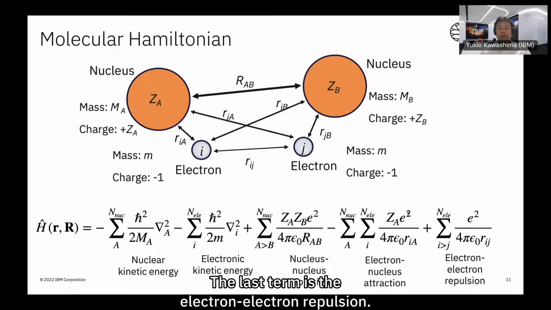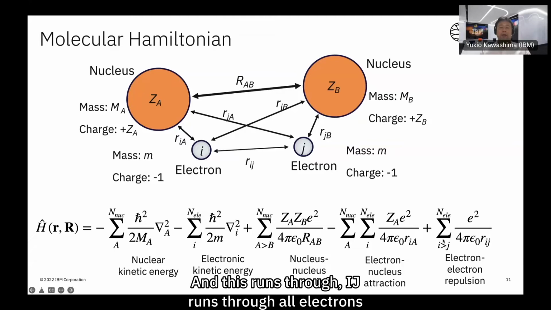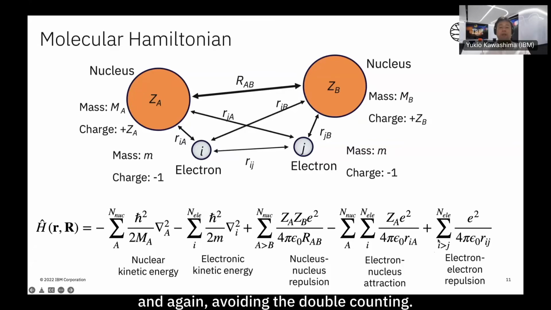The last term is the electron-electron repulsion. In this figure, it's shown here. Again, it's 4 pi epsilon naught with the distance of Rij, and it's E squared. So it's the charge of 2 electrons. And Ij runs through all electrons, and again, avoiding the double counting. So these are the 5 terms of the molecular Hamiltonian.